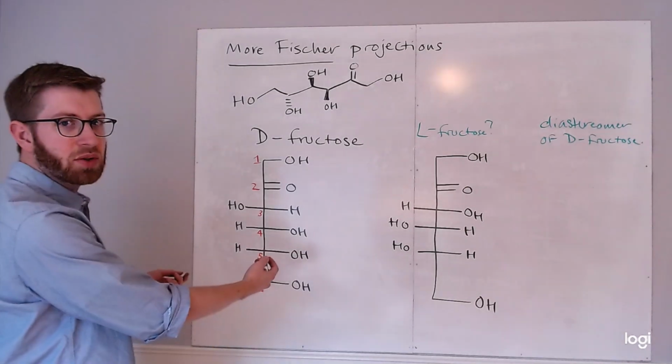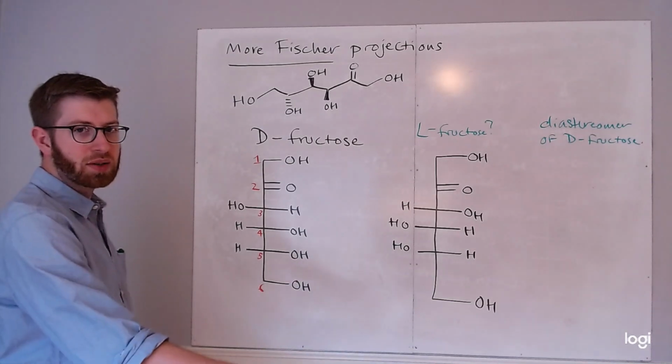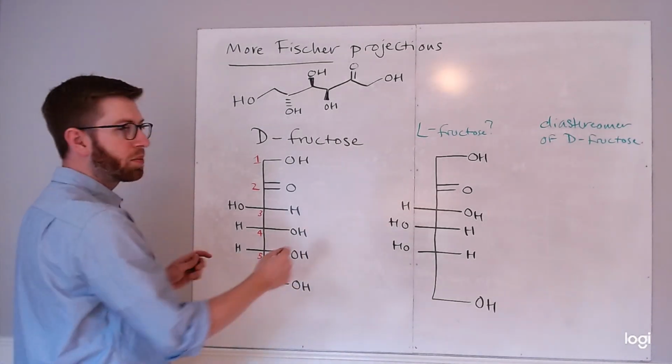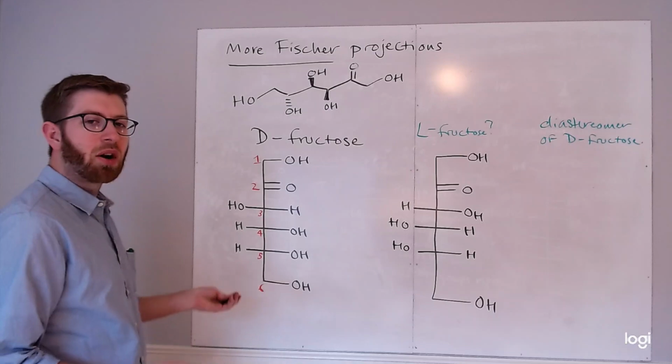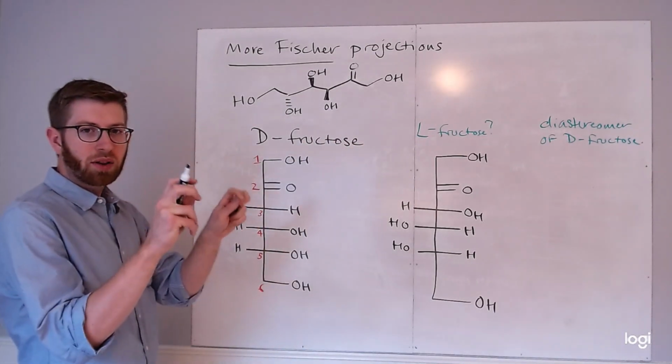I look at these structures and I see that everywhere I have a stereocenter, so everywhere I have those horizontal crossing lines, it looks like my groups have swapped left and right. That tells me that all of my stereocenters between this structure and this structure are inverted.